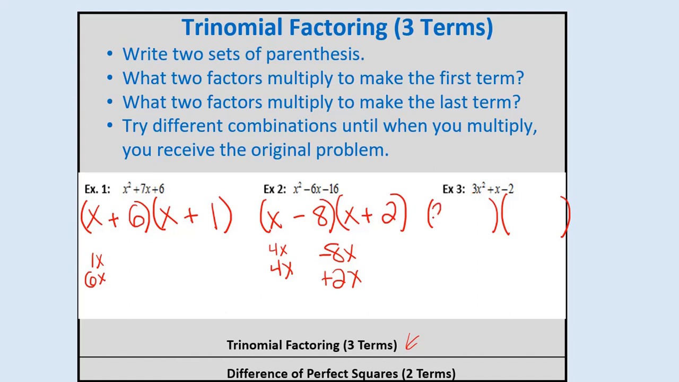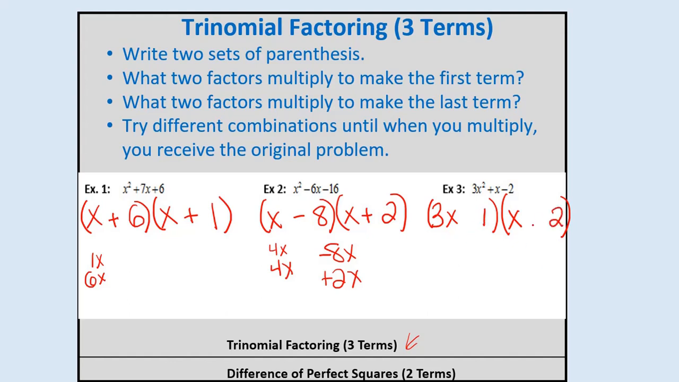Well, 3x and an x would multiply to give you that, right? Because 3x times x will give you a 3x squared. Now I've got to think about this negative 2. Well, the only things are 2 and 1, right? So I'm going to put a 2 here. I'm going to put a 1 here.